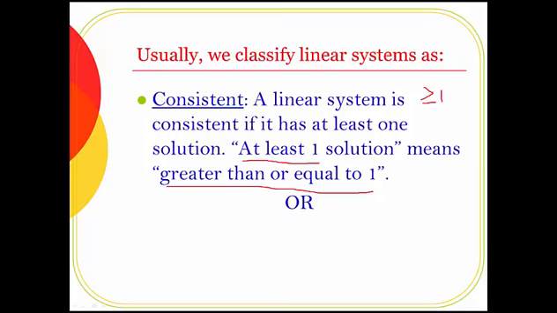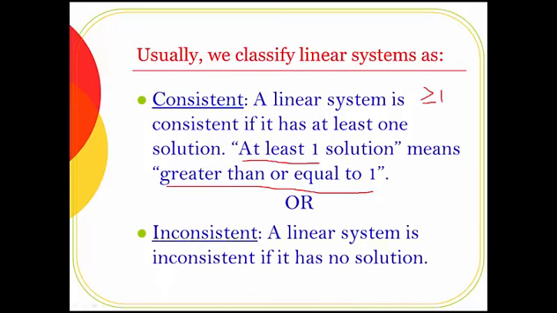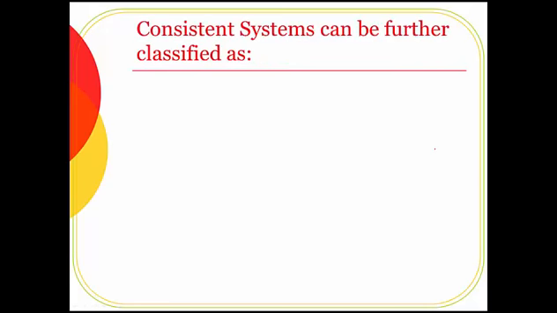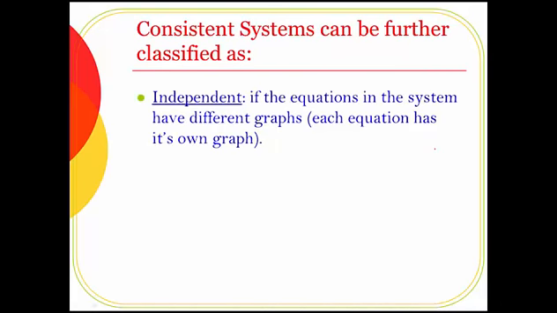We can also classify a linear system as inconsistent. An inconsistent system is a system that does not have a solution. We can further classify consistent systems as independent. If we have a consistent and independent system, that means the equations in the linear system have different graphs.